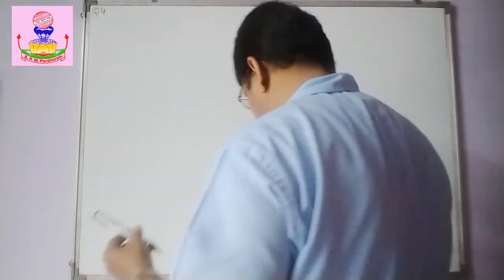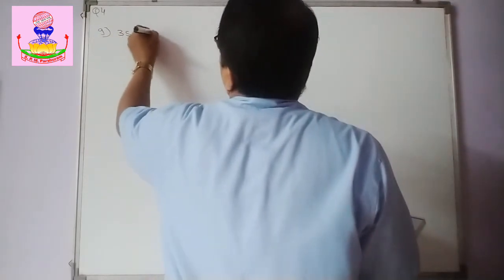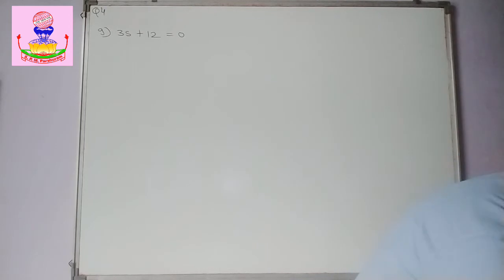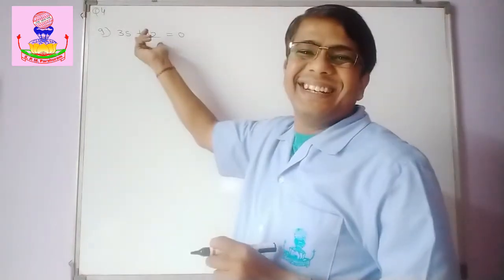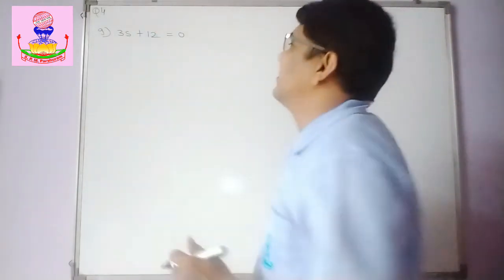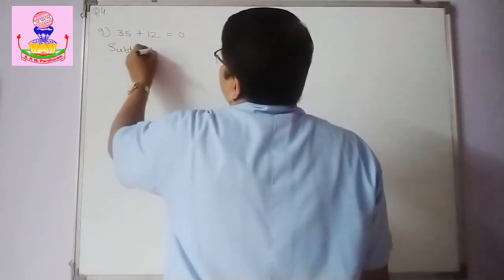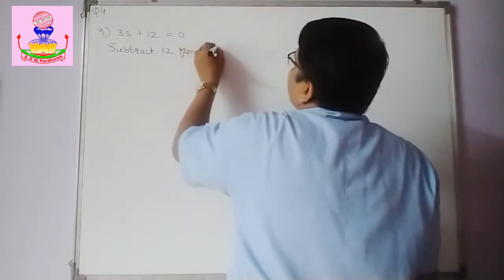Now next is G. 3s plus 12 is equal to 0. 3s plus 12 is equal to 0. Now right hand side is 0 here. Now see, first we will remove this 12. So plus 12, opposite of plus, yes, minus. So that means I am going to subtract. So subtract 12 from both sides.